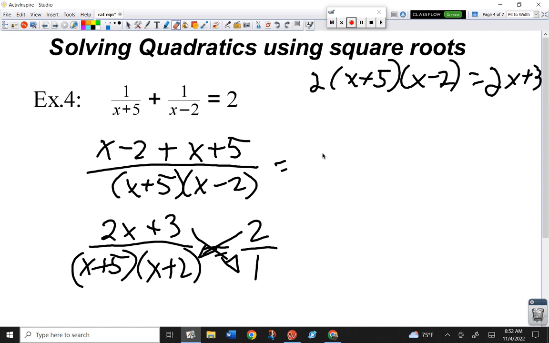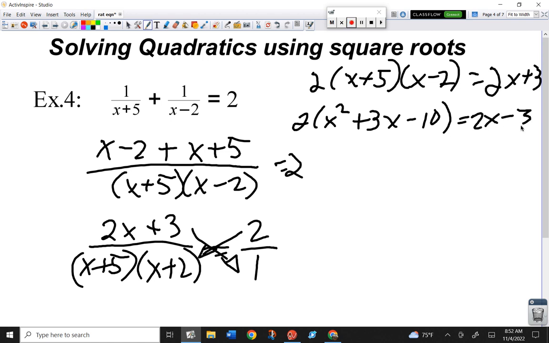Now, I'm going to remind you of something that you did back in Algebra 2, and that is multiplying polynomials. So, using windows or FOIL or whatever it is, and we'll practice this in class a little bit, when you multiply this x plus 5 times x minus 2, what you're going to get is x squared plus 3x minus 10, and that equals 2x plus 3.